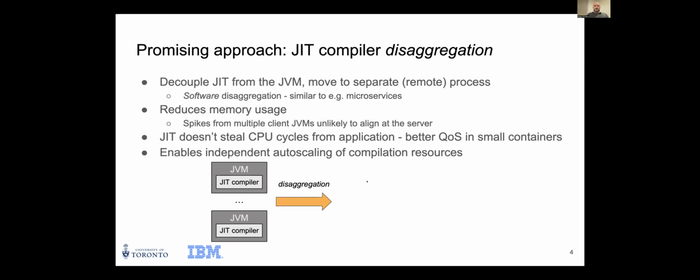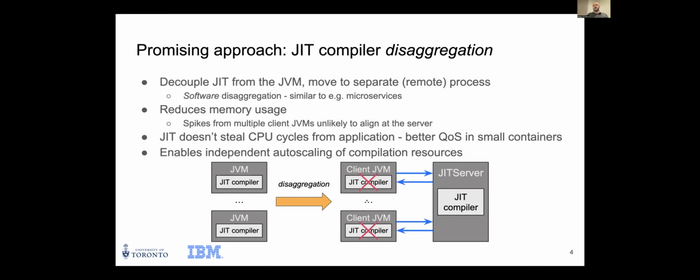As we show in this diagram, in the regular setting, you have multiple JVMs. Each of them has its own JIT compiler. And when we disaggregate this, we end up with a bunch of client JVMs that delegate JIT compilation to a JITServer.